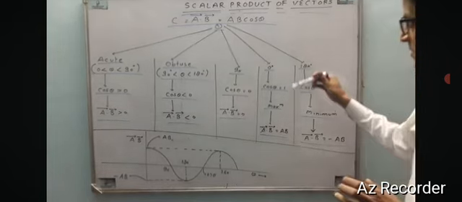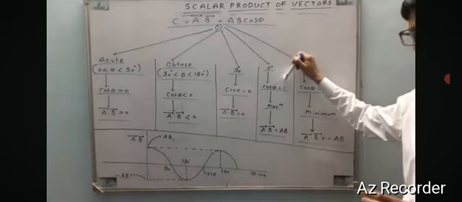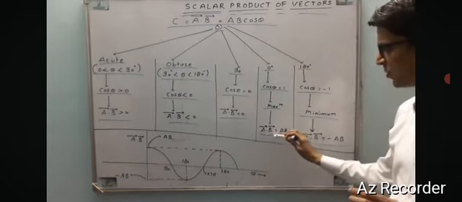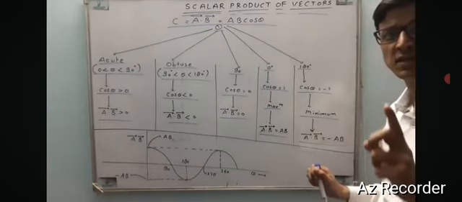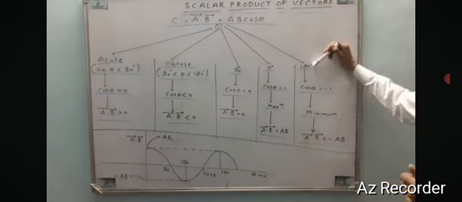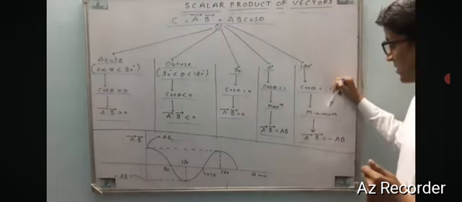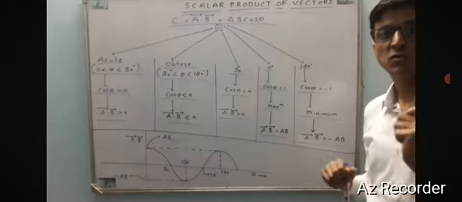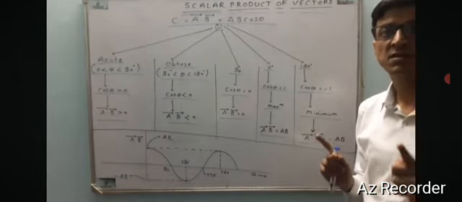Next is, if theta is 0, then cos theta will be 1, maximum. So A dot B has a maximum value AB when theta is 0. That means the vectors are parallel. When theta is 180, cos theta is -1, that is, it will be minimum. So the dot product is minimum when the vectors are anti-parallel or opposite.